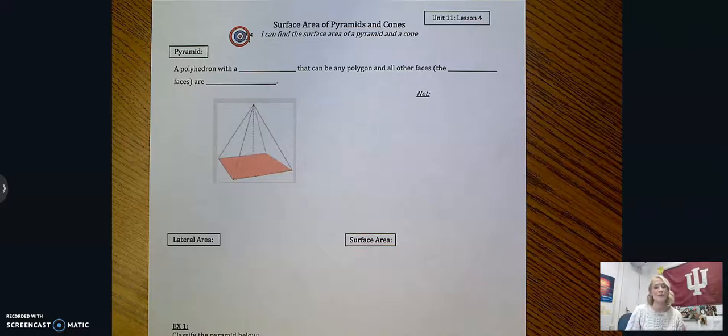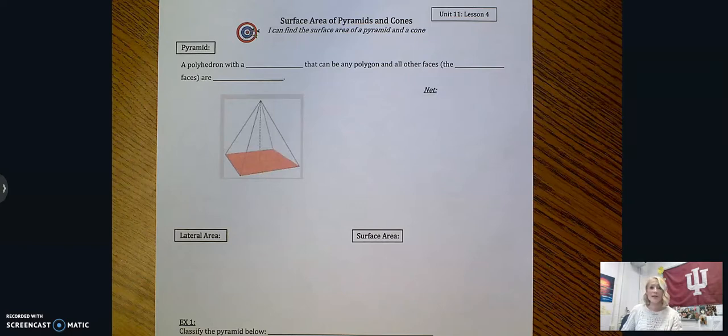Our last lesson with surface area. Let's do Lesson 4, pyramids and cones today. Last shapes to talk about. Don't mind the bell. All right, we're gonna start with pyramids.